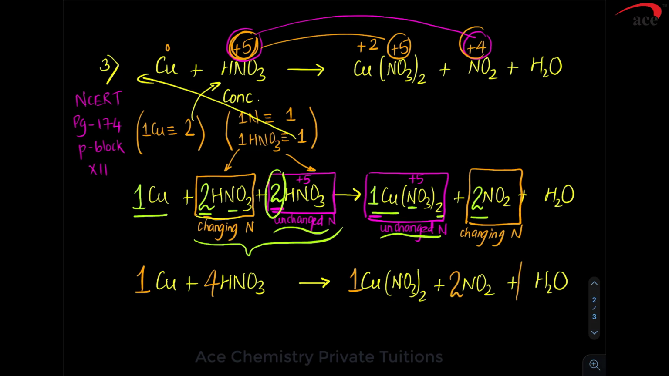What is left is balancing of water. But that's easy. How many hydrogen here? 4. So how many hydrogen should be here? 2. And this leads to our balancing of this reaction. So it is balanced. So that was balancing of type B reactions.